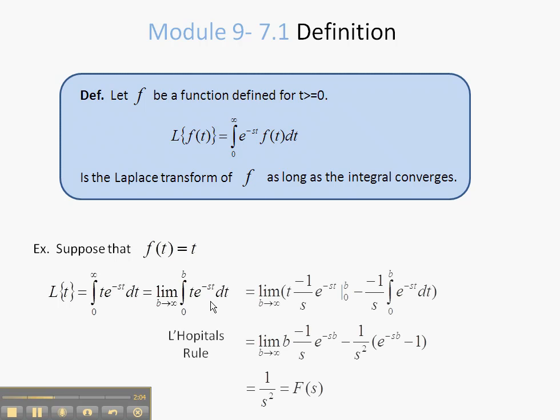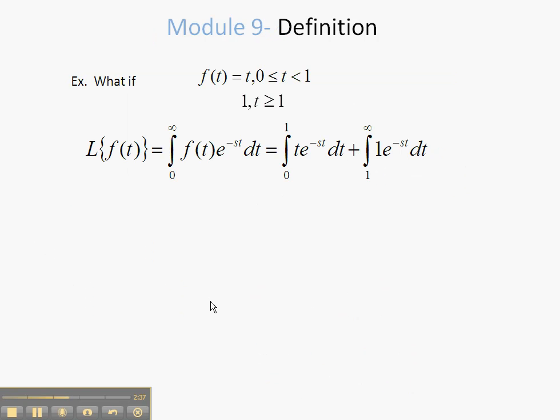And using integration by parts and L'Hopital's rule to find the limits, I'm able to arrive at 1 over s squared, which I'll call F of s, a function of s. And the Laplace transform of t being 1 over s squared is something that you also can arrive at from using a table that is given in this 7.1 section. So there will be many times when we can access the Laplace transform of simple functions through the table in this section. There are other times where we cannot do that.